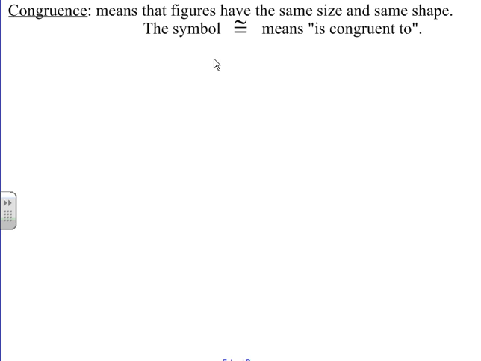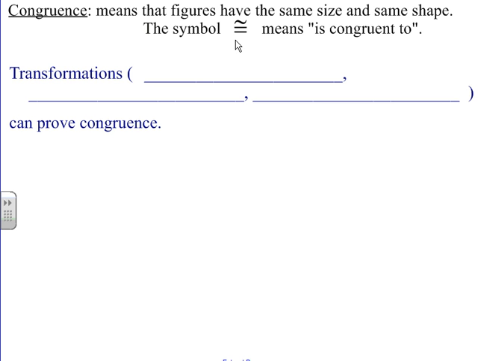We use this symbol with an equal sign with a curvy line above it, and that means is congruent to. So when we see this symbol, we know we're talking about two figures that are basically exactly the same. They're pretty much equal. But the reason they're not exactly equal is because they've been transformed, they've been moved. So what we want to do is use transformations to help us prove congruence.